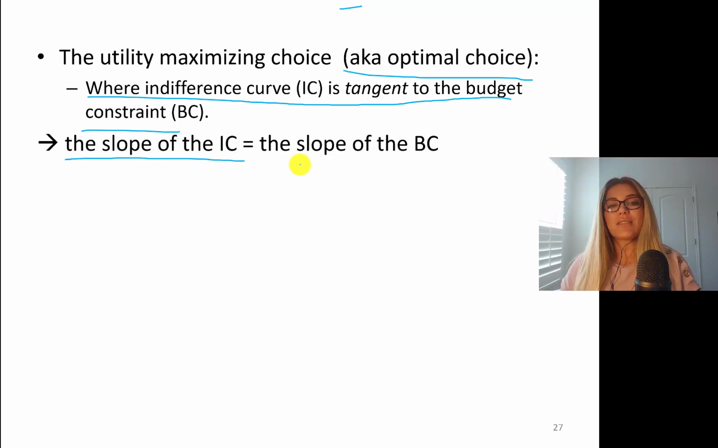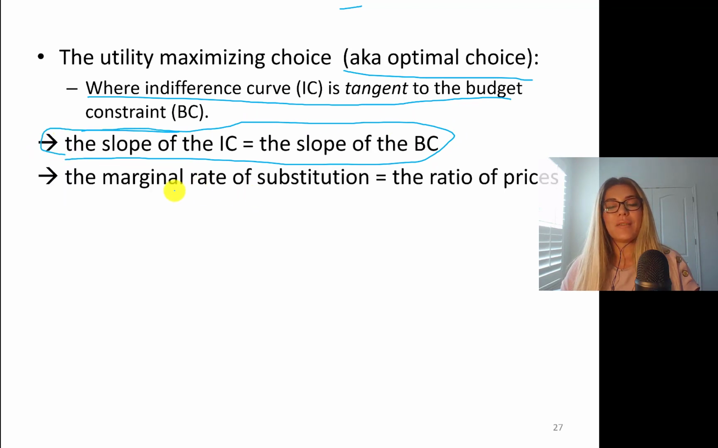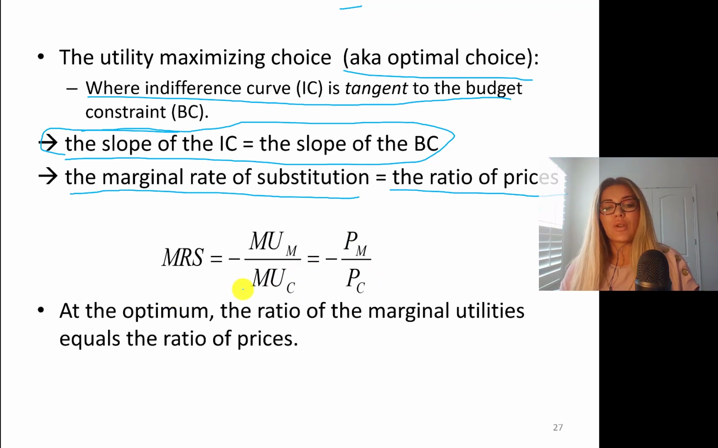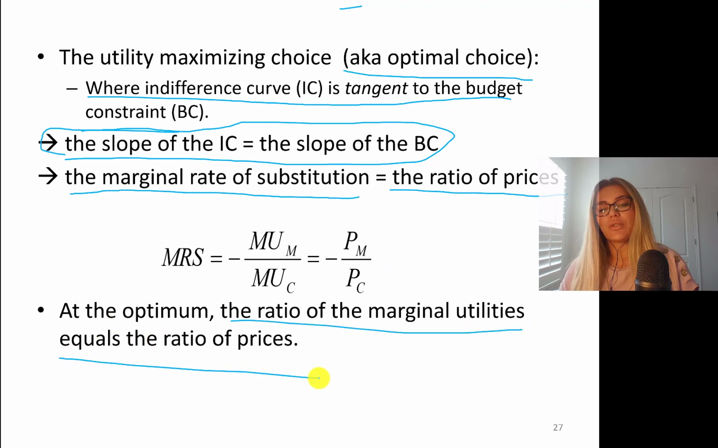So at this point, this is a very special point. The slope of the indifference curve is exactly equal to the slope of the budget constraint. Okay, so the marginal rate of substitution, the slope of the indifference curve, is going to be equal to the ratio of prices. So the marginal rate of substitution, negative marginal utility of movies divided by marginal utility from cakes, equals the negative of the price ratio. So at the optimum, the ratio of the marginal utilities equals the ratio of prices.